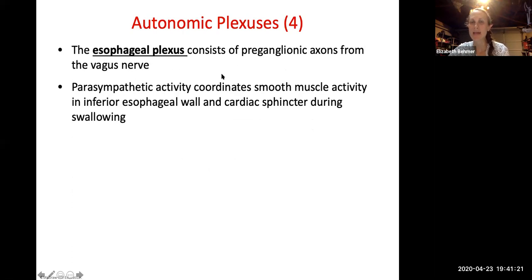Then esophageal plexus, we really just kind of talk about parasympathetic activity, and it just coordinates smooth muscle activity during swallowing. So it just helps to swallow. And that makes sense because it's part of your digestive system.